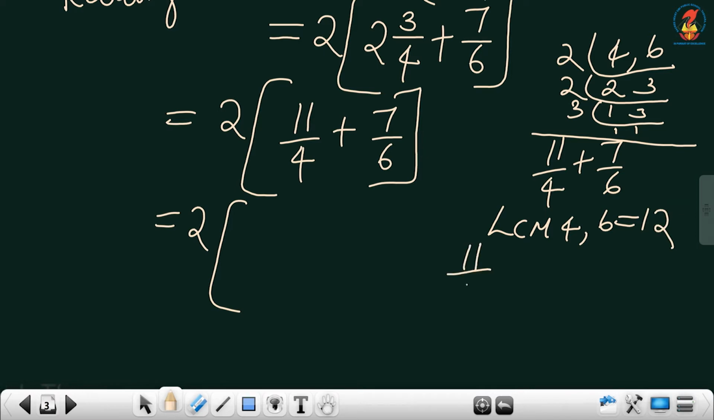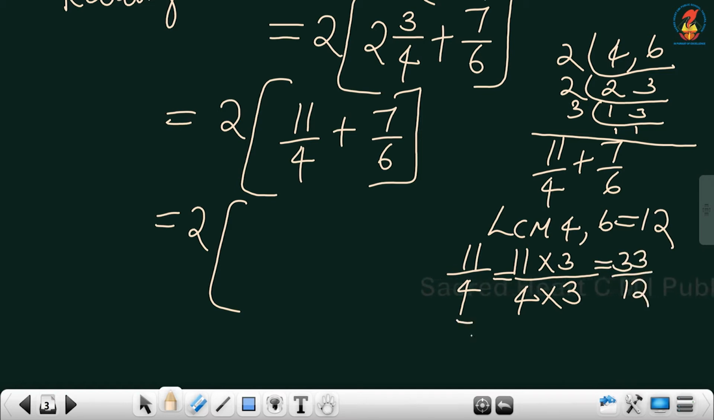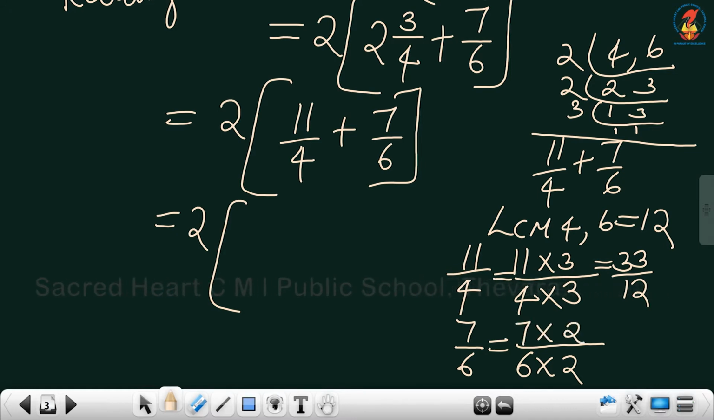The same method that we did earlier. 11 by 4: 4 into which number will give the answer 12? 4 3s are 12. So multiply 3 to the numerator also. What you will get? 33 by 12. Again take the next fraction, 7 by 6. 6 into which number will give the answer 12? 6 2s are 12. So multiply 2 to the numerator also. What you will get? 14 by 12.